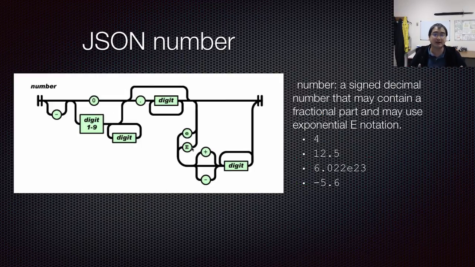What are valid JSON numbers? Well, it's a signed decimal number that may contain a fractional part and may use the exponential E notation. How does this actually work?